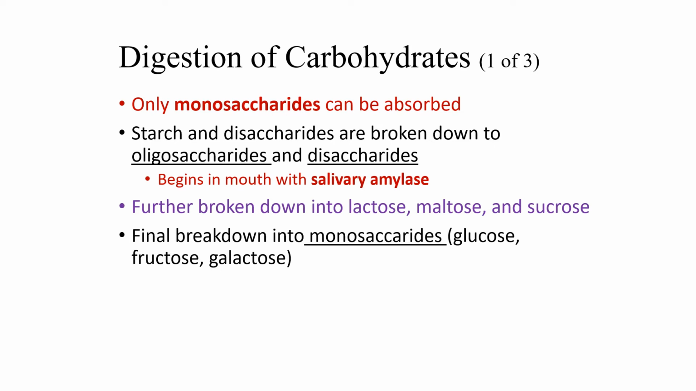So the starch will be broken down into lactose, maltose, and sucrose. These are the three main disaccharides. And then the lactose will be broken down into its monomers by the enzyme lactase. Maltose will be broken down into its monomers by the enzyme maltase. And sucrose, that's table sugar, will be broken down into its monomers by sucrase.